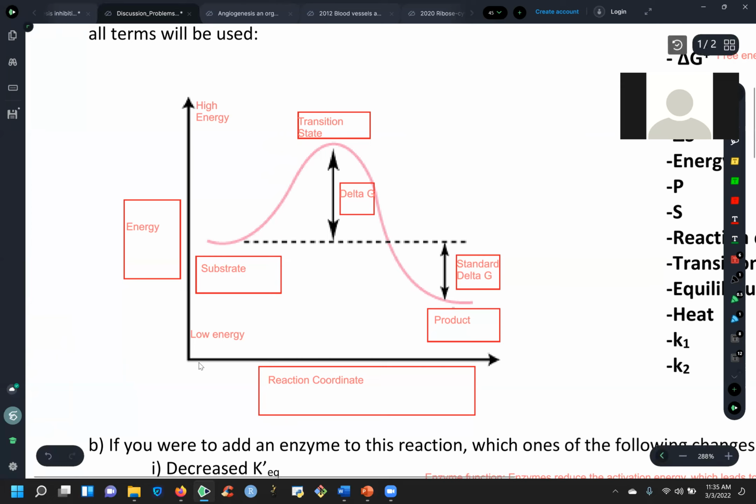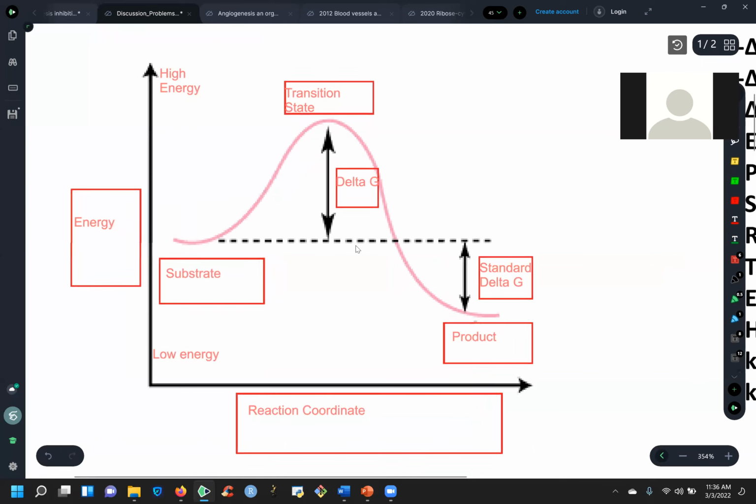For this energy diagram, on the y-axis we have energy. I always like to label high energy on top, because they didn't give me any numbers, just to help myself out: high energy on top, low energy on the bottom. On the x-axis, we have reaction coordinate. Then here we have a curve that they give you, and you're responsible for labeling this entire curve. Practice drawing it a few times and that should be fine because it's pretty simple.